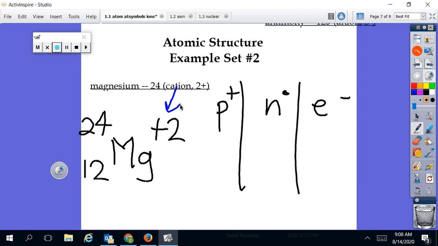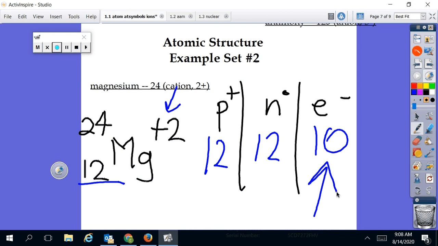Now, how many protons? Protons can't change, so there are still 12. Neutrons, remember, are the mass number minus the protons, so that's also 12. The thing that's going to change is the electrons. You lose 2 electrons to make it a +2, so the answer is 10. This is the only number that changes between an atom and an ion.